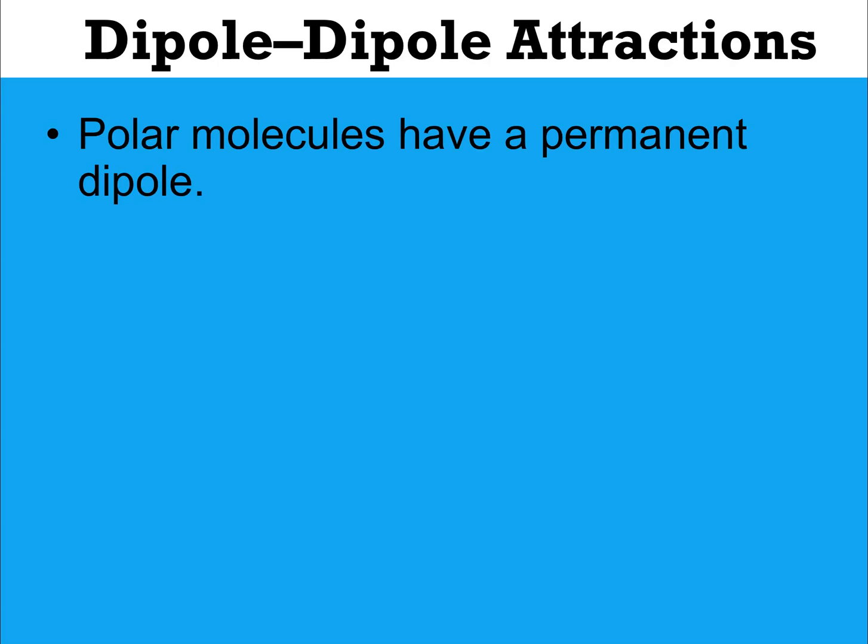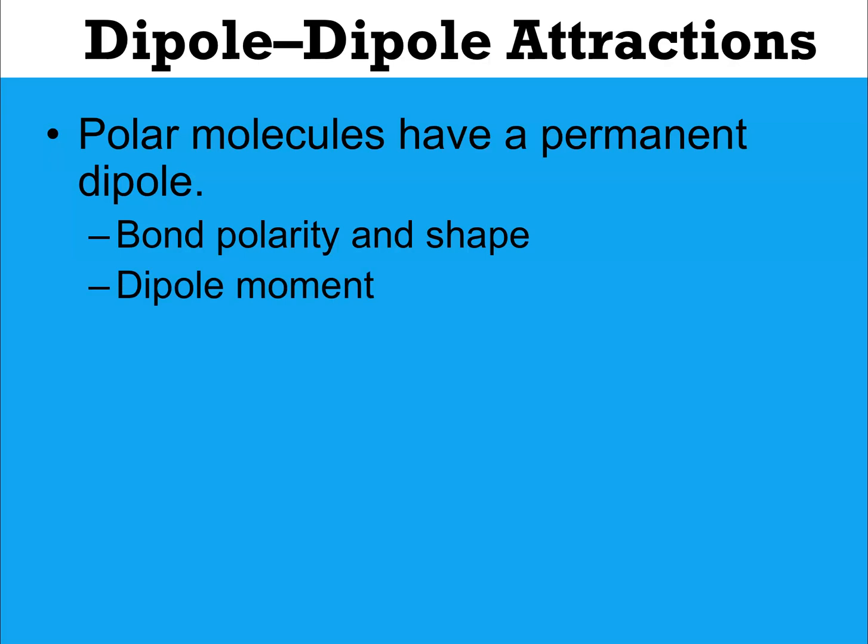Next one, dipole-dipole attractions, the one in the middle. We know all polar molecules have a permanent dipole, hence dipole-dipole attractions. Bond polarity and shape are going to play a role. So you've really got to know your VSEPR shapes for all of this, not just dipole-dipole. VSEPR shapes will come into play, as well as what atoms are used to create polar bonds. So you've got to know your electronegativity trend of the periodic table. You have to have a dipole moment. If you do not have a dipole moment within that molecule, you're not going to have dipole-dipole attractions.